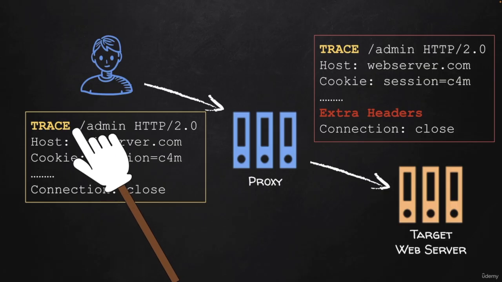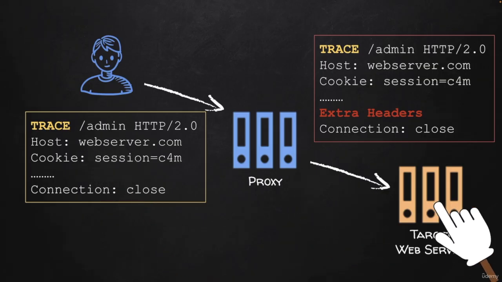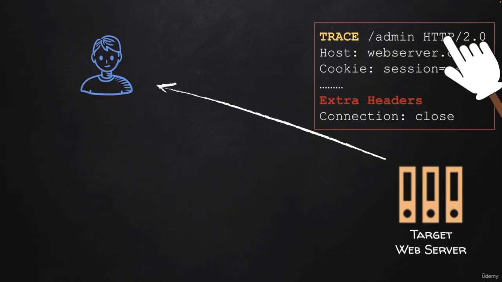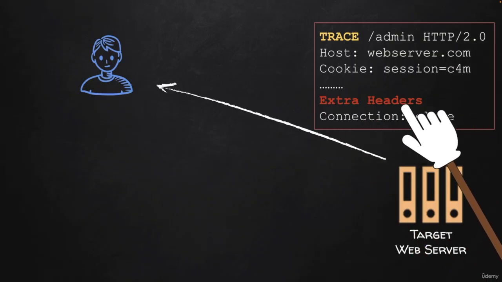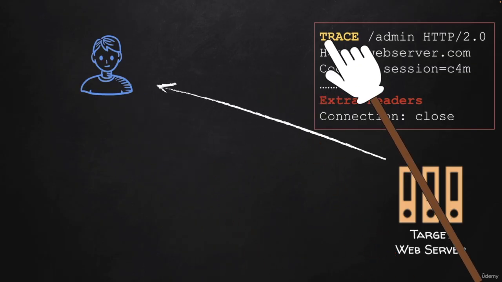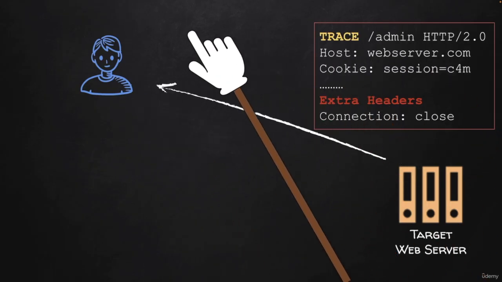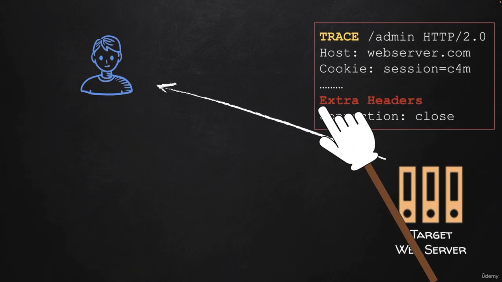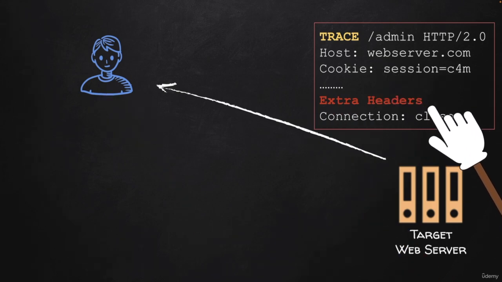Therefore, when we use the trace method, the web server is going to send us back the request that it received after it got modified, along with the modified headers and the modified data, and we will be able to read the request and compare it to the original request that we sent and see if there are any extra headers and if they are useful in any way.